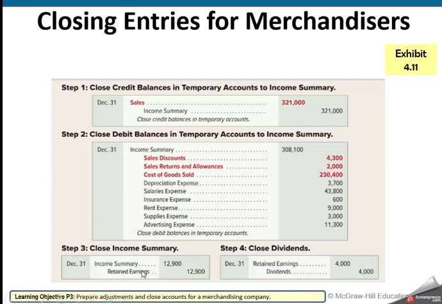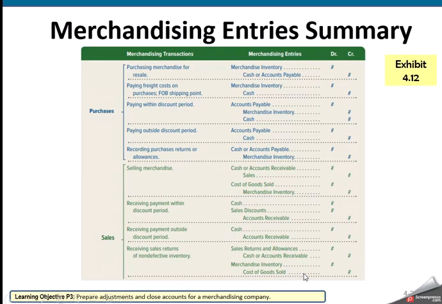Then we close the net income into our retained earnings, again via that income summary account. And then we close our dividends into retained earnings. Again, think of our statement of retained earnings: our net income closes into it, and then our dividends are paid out of it.